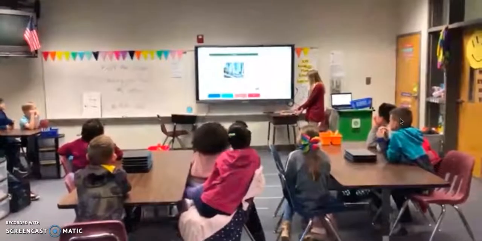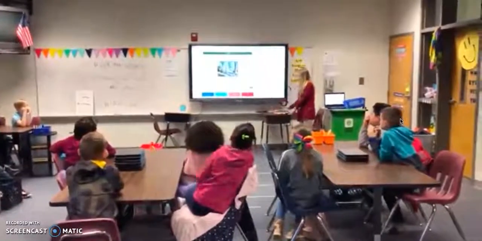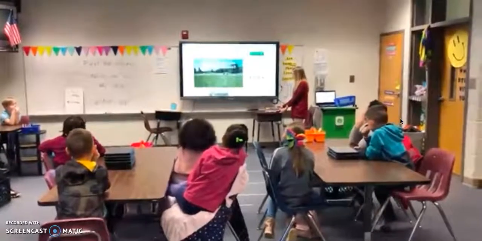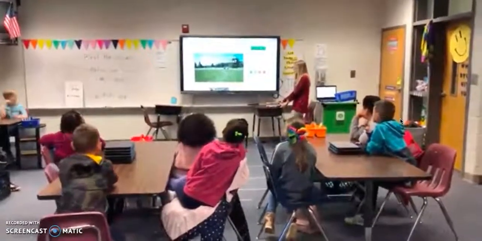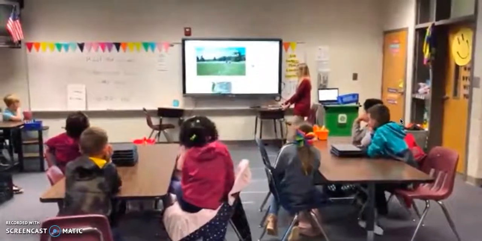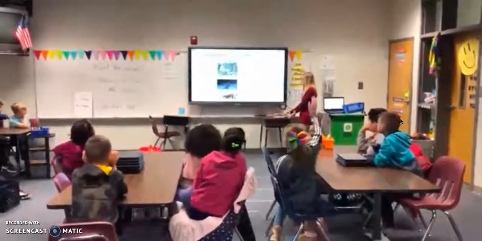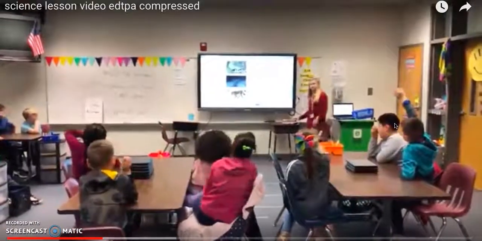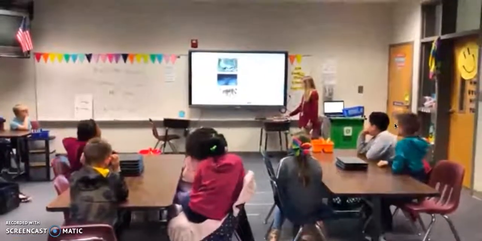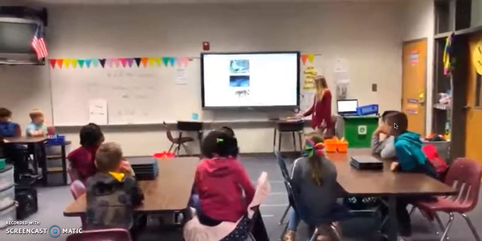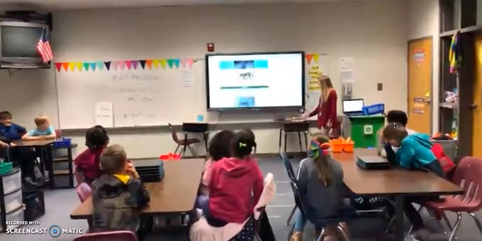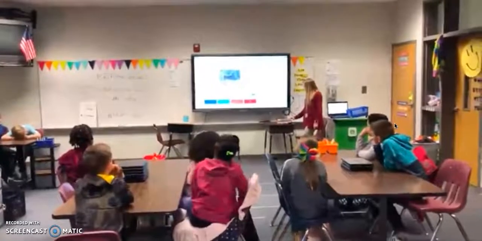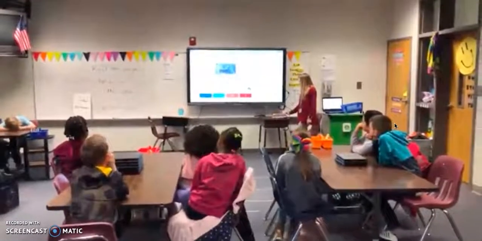It says bears can find all the food they need in the forest. Bears eat berries, nuts, plants, insects, and sometimes even fish. Which animal eats grass in meadows? A frog, a deer, or a coyote? A deer? Let's see. Correct. It says deer eat grass and other plants to survive. Lots of grasses can be found in meadows.